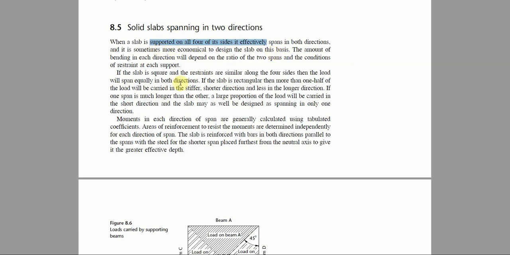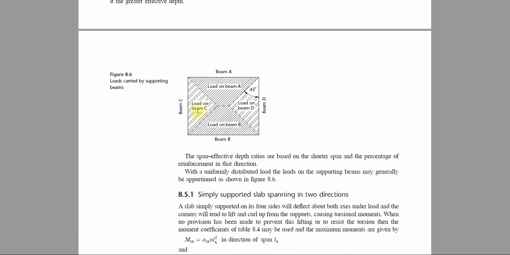So we are looking at the design of this particular kind of slab, and the amount of bending in each direction depends on the ratio of the two spans and the condition of restraint. Now, let's say if the slab is square and the restraints are similar about the four sides, then the load will span equally in both directions.